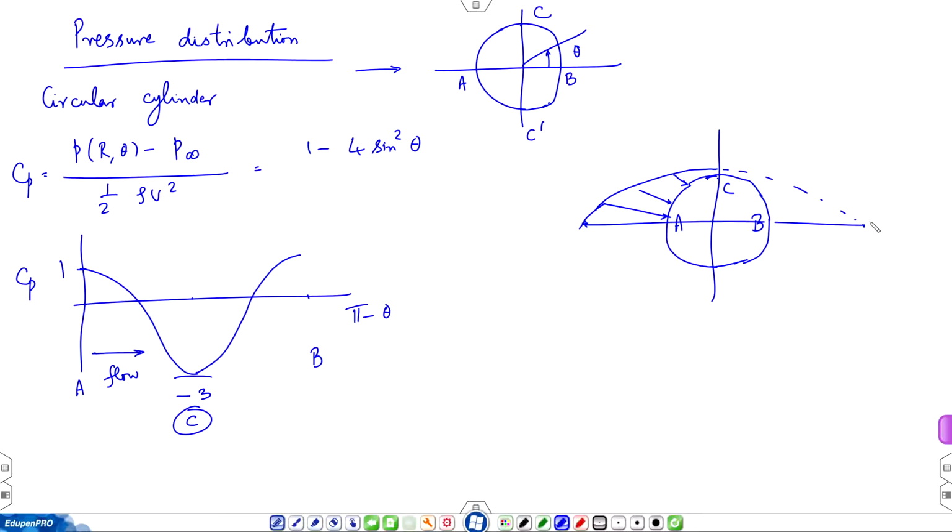Now, this result of course is incorrect, and if you carry out an experiment, you get a very remarkable result, which is the basis of a lot of fluid mechanics. That remarkable result is from A to C, the experimental data matches potential theory in the region A to C. That match is pretty good.